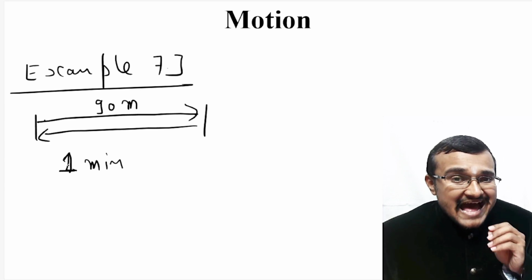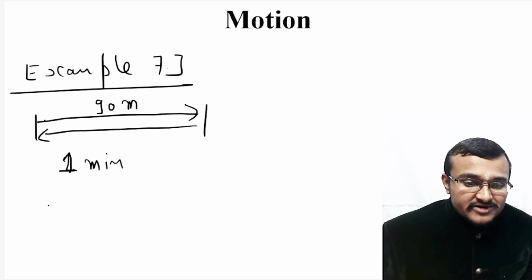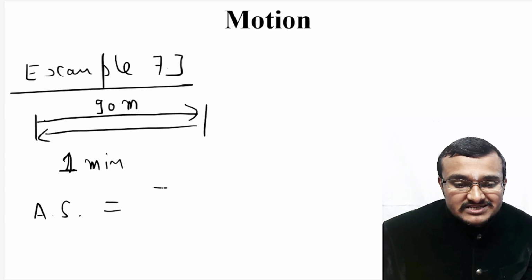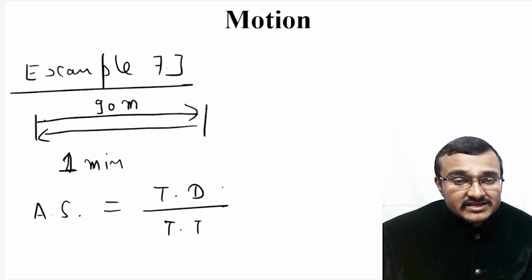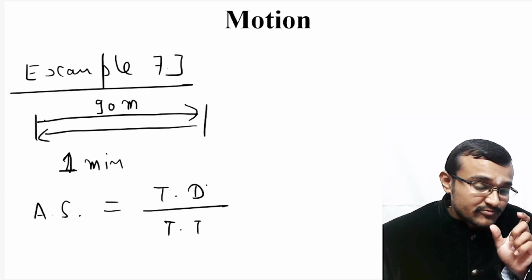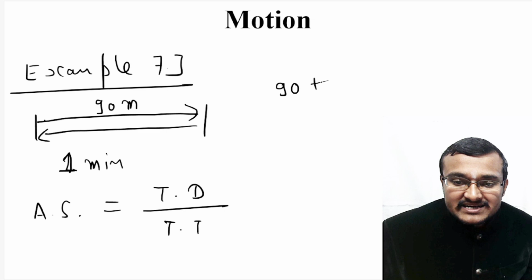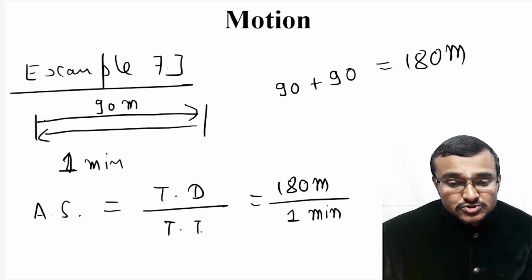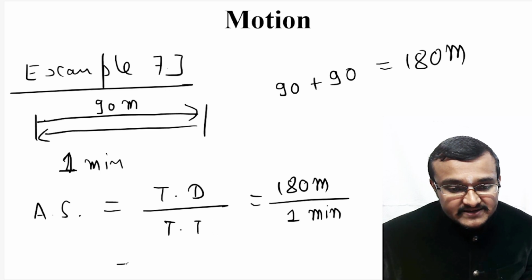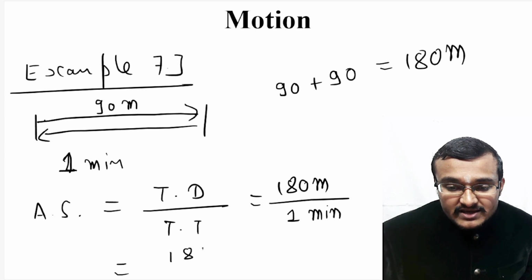You should find out the average speed and average velocity. So what will be the average speed? Average speed always depends on the total distance traveled by a person or object divided by the total time taken to cover that total distance. So here total distance will be 90 plus 90, that will be equal to 180 meter. In 1 minute she covers this 180 meter, so 1 minute will be in the denominator. That is the total time she takes. So 180 meter divided by 1 minute.